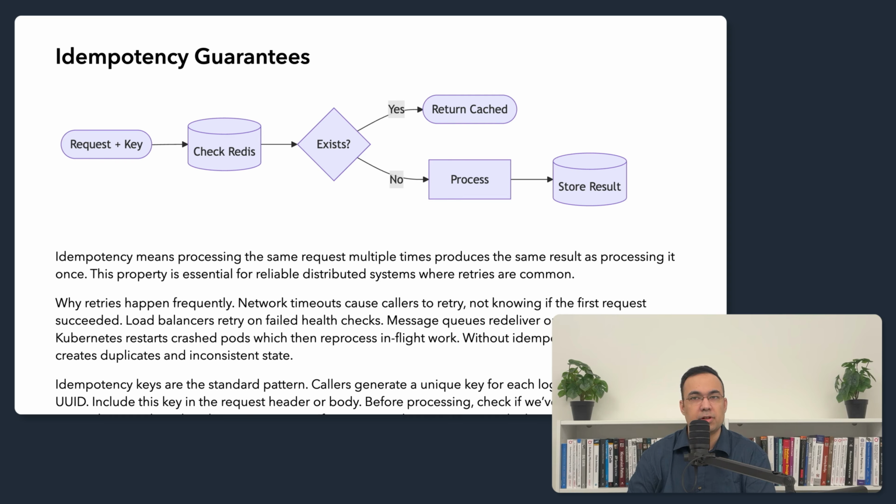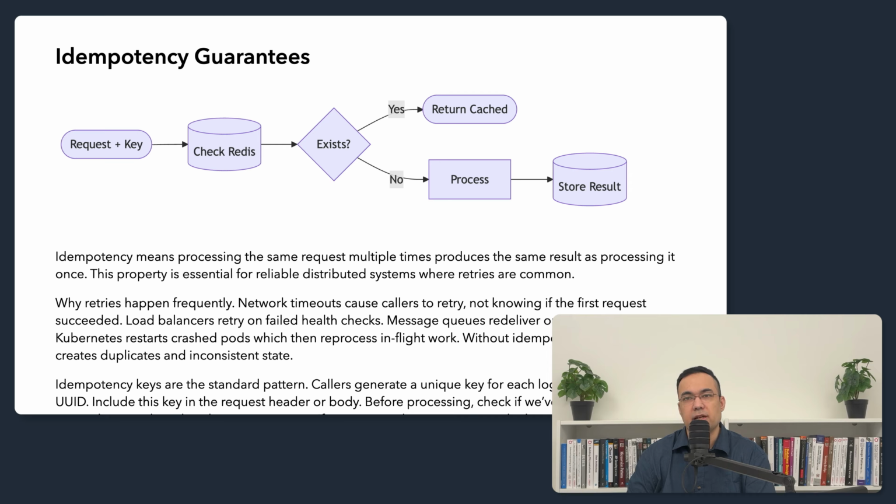A 24-hour duration is typical, matching the window where retries are likely. After 24 hours, we assume any duplicate would have been caught by other means, or it doesn't matter anymore. Store enough information to return proper responses. Don't just store that you saw the key. You should be storing the result, the notification ID we created, the status we returned, and any other information. When you detect a duplicate, return exactly what we returned before. The caller can't distinguish a cached response from a fresh one.